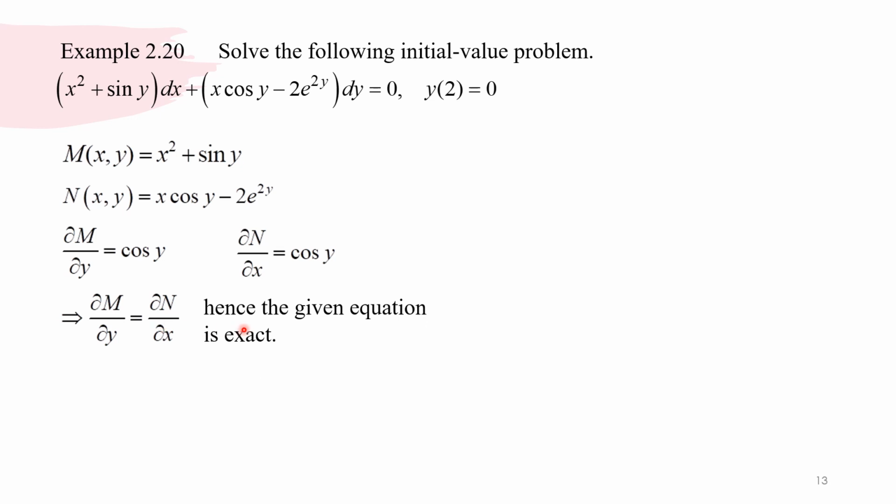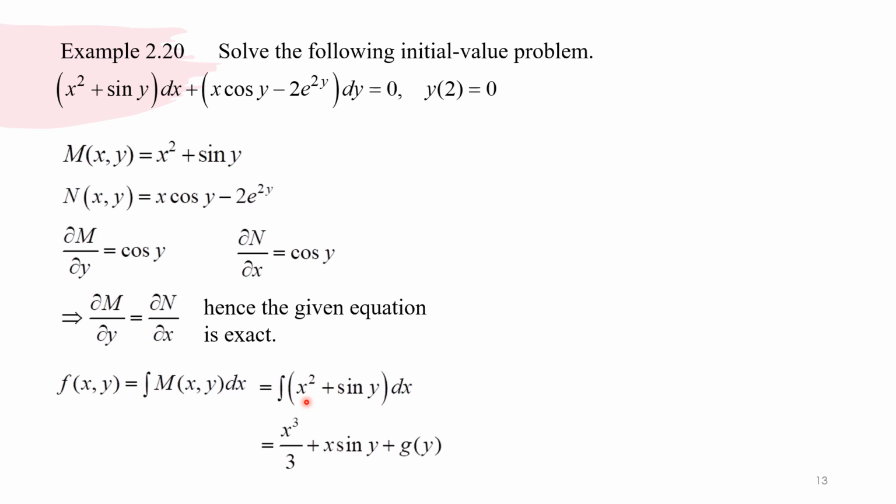Now let us solve the exact equation. Firstly, we evaluate f of x, y by integrating M with respect to x. That is, we integrate x squared plus sin y with respect to x, where x is considered as a variable and y as a constant. Integrating x squared with respect to x, the answer is x cubed over 3. Integrating sin y with respect to x, the answer is x sin y, because sin y is just a constant, multiplied with x, plus a g of y.